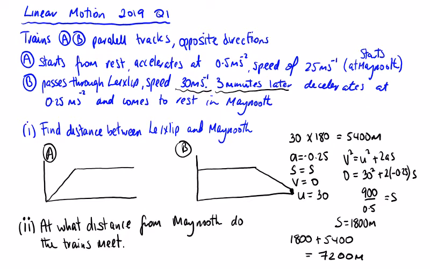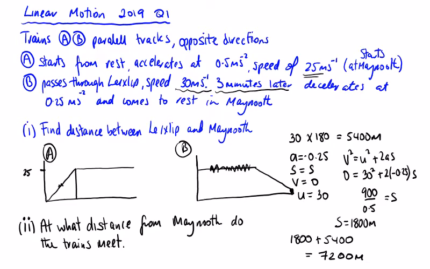Part 2 asks at what distance from Minute do the trains meet? Okay, so let's have a look at A here. If we can find out how long it takes to get to this speed, what speed does it get to? 25. We'll know whether they meet somewhere along this line or do they meet along this line. I'm assuming it's somewhere along this line here.